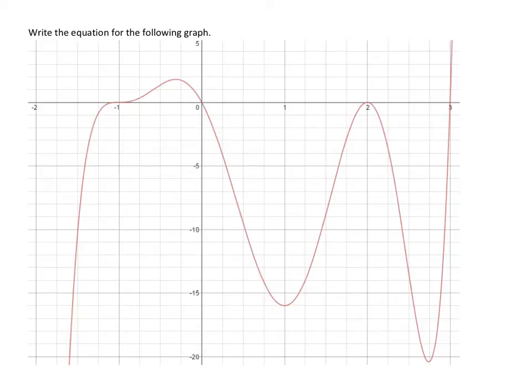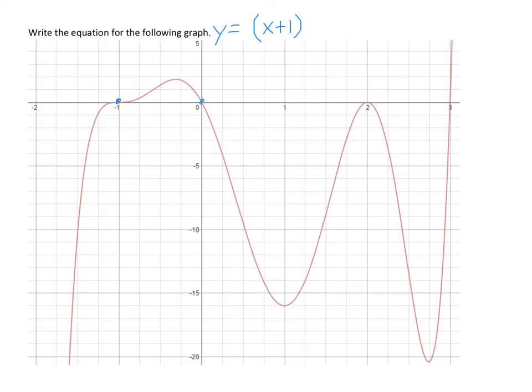So I'm going to write my function y equals, and I know my a value is positive, so I don't need to worry about putting a negative value in the front. Now my 0 is right here. Remember, my first 0 is at -1. So the opposite of -1 is +1, so I'm going to write that as x plus 1. That's my first factor. My first 0 would be a -1, always the opposites.